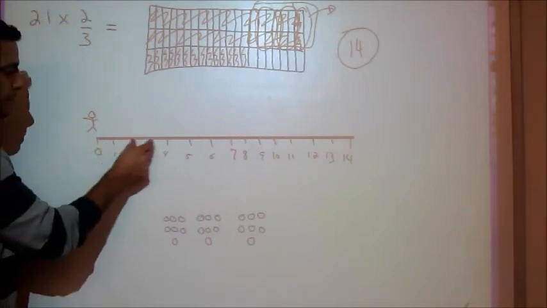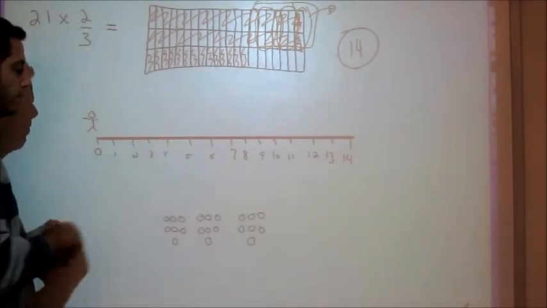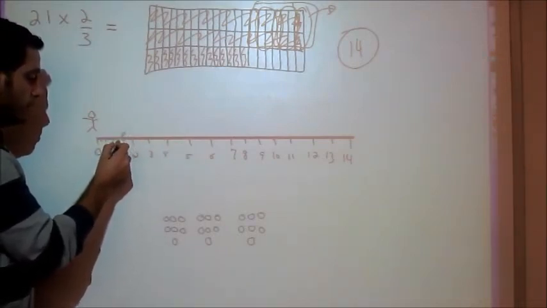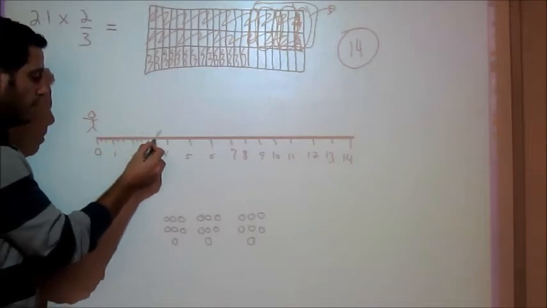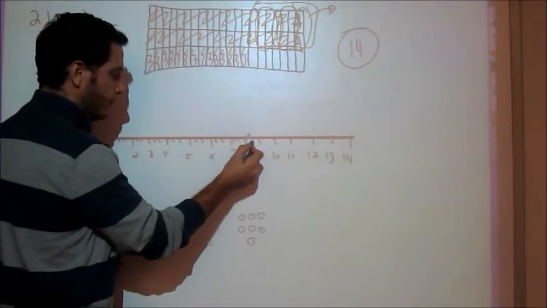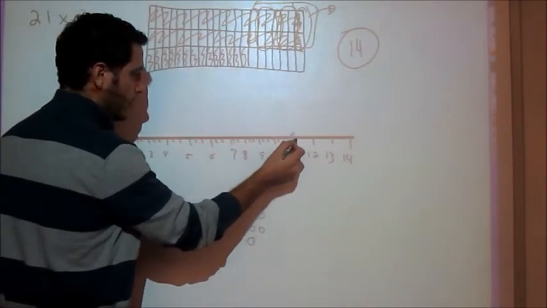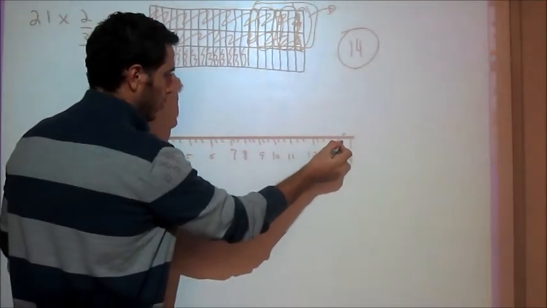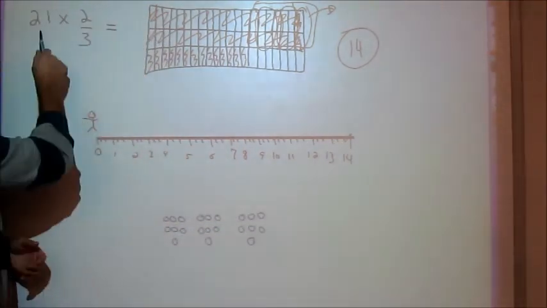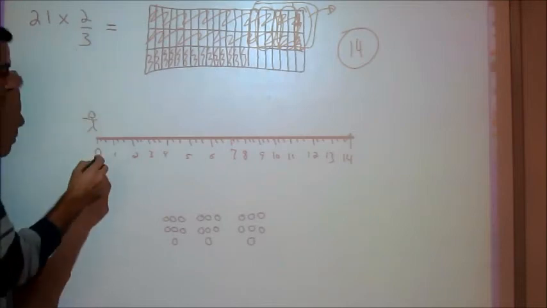Now these step sizes right now, these are whole numbers. So what we need to do is divide each of the whole numbers into thirds so that we can now take steps of size 2/3. So I'm just simply dividing each whole number into 3 separate parts, or 3/3. Now we're going to take 21 steps of 2/3.